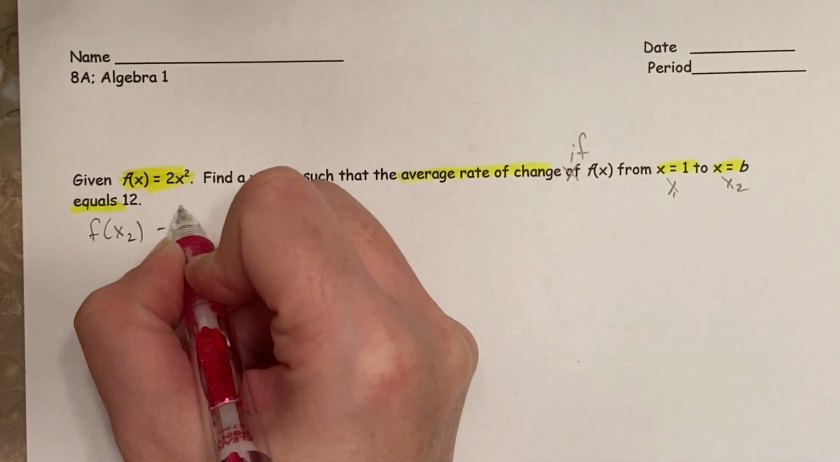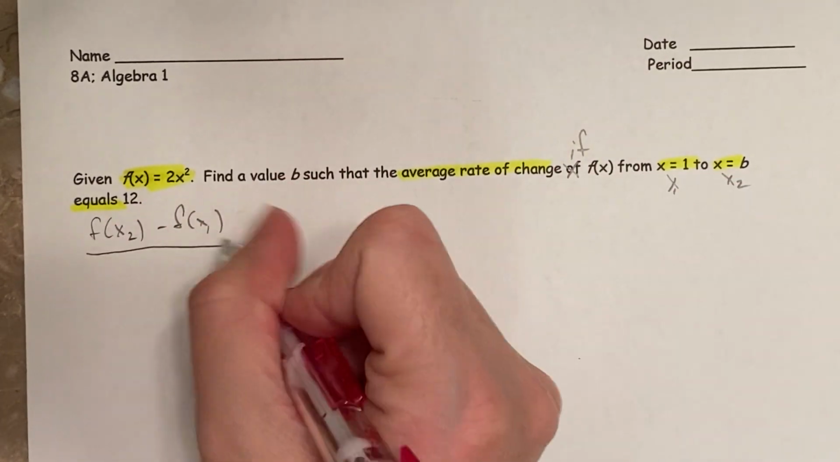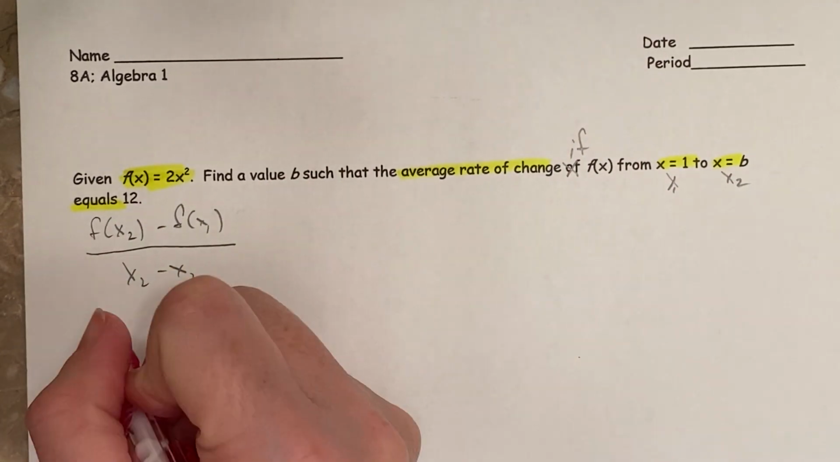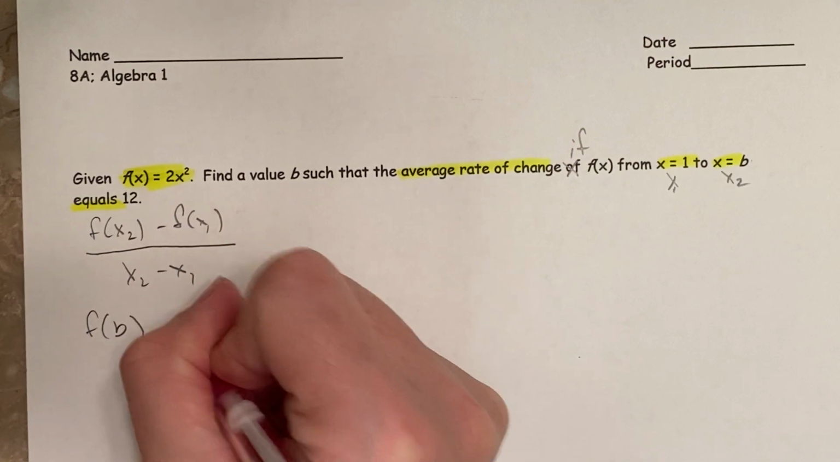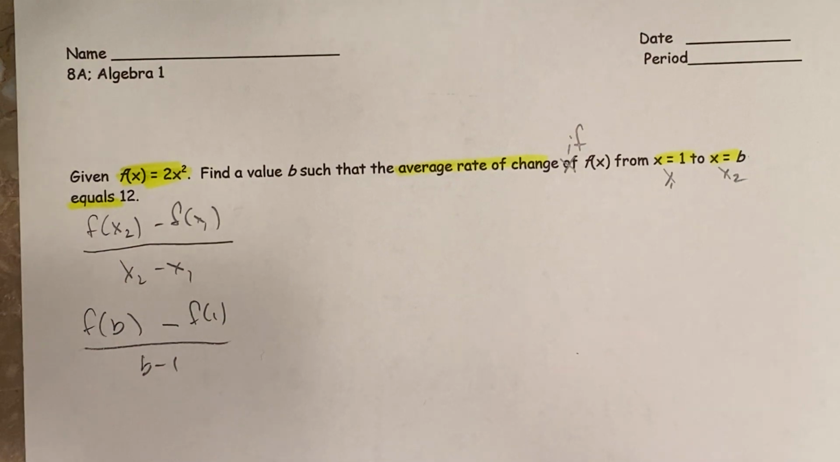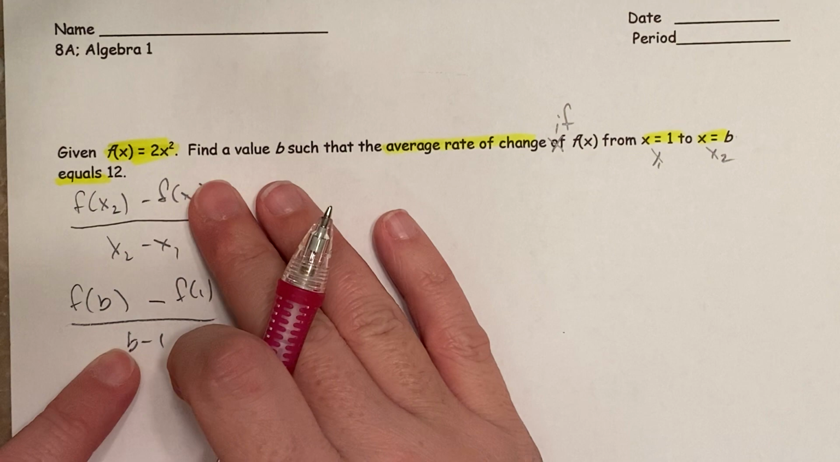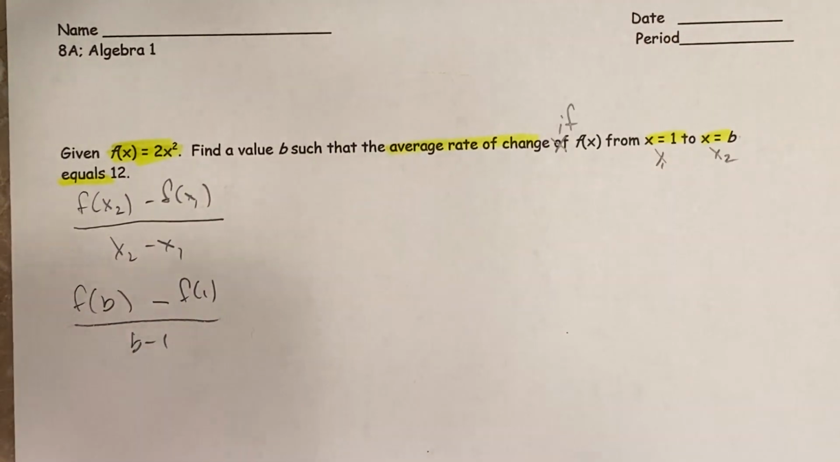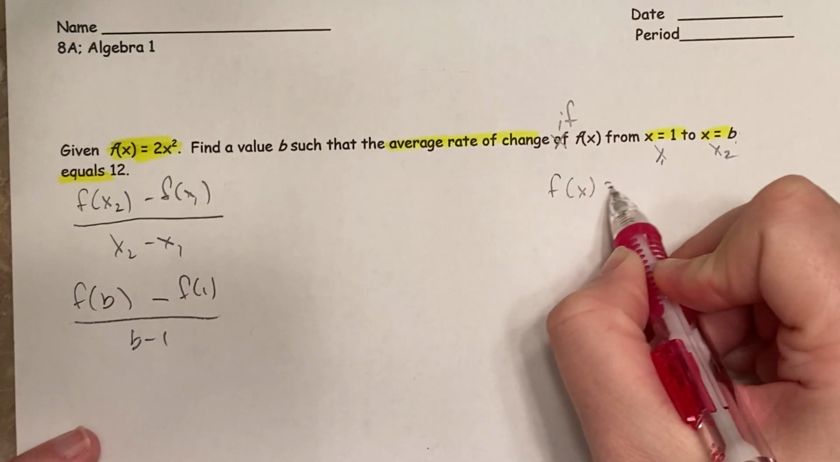Here we go. f of x2 minus f of x1 over x2 minus x1. So x2 is, oh, this is weird. It's a letter. Okay. f of b minus f of 1 over b minus 1. Oh boy. f of b. Okay, so this is like before. I don't have a table or a graph to look at, so I would go to my calculator. But the problem is I can't put b in the calculator.